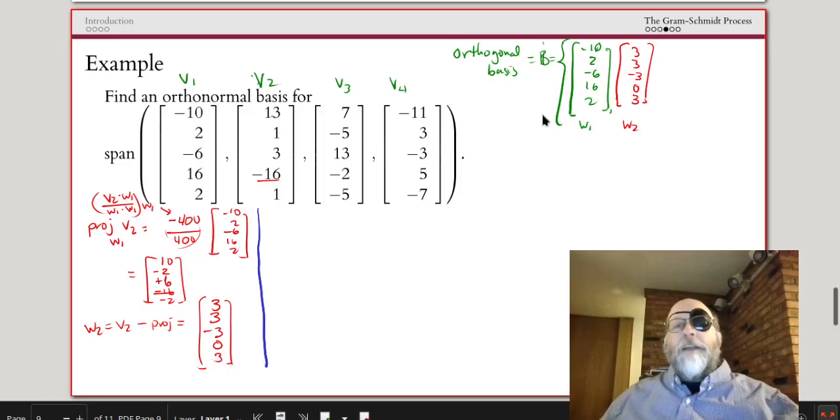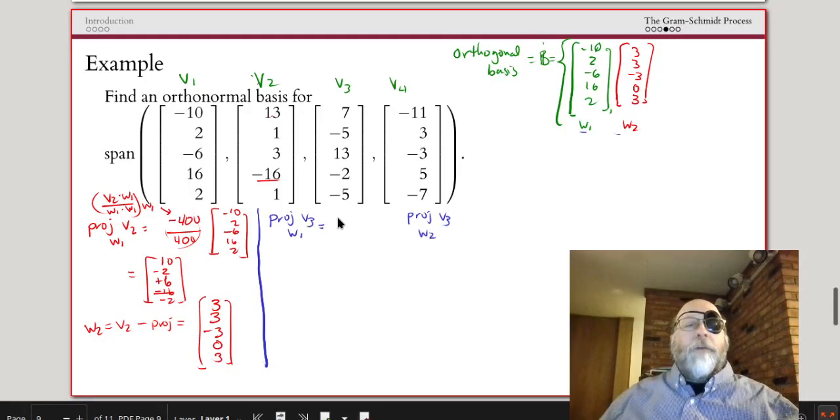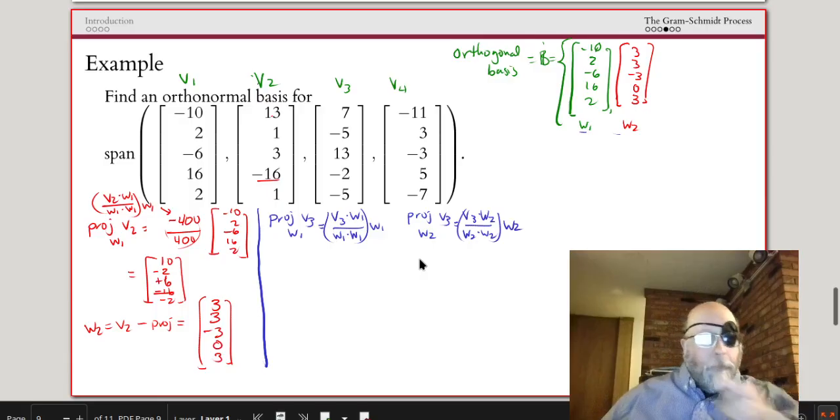All right. So now we're going to do the next vector. We're going to project V3 onto both of these vectors: the projection of V3 onto W1 and the projection of V3 onto W2. So the formula is V3 dot W1 over W1 dot W1 times W1, and V3 dot W2 over W2 dot W2 times W2.